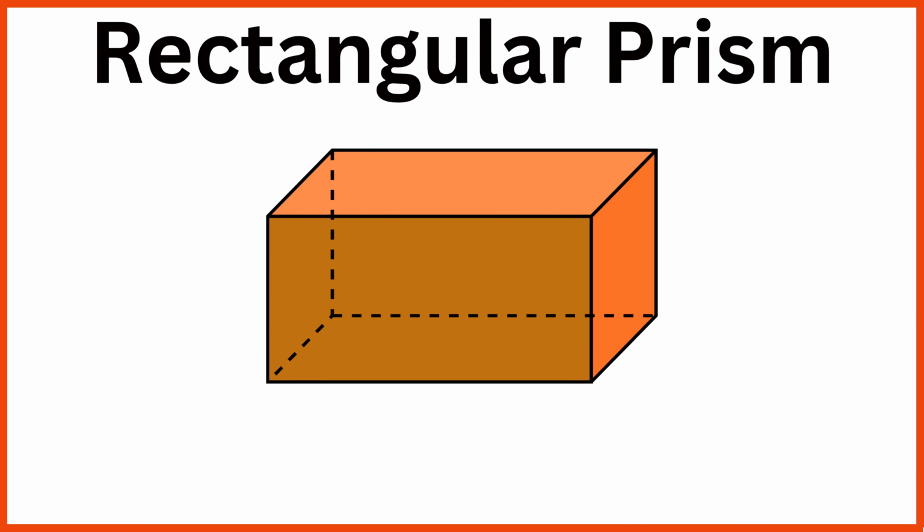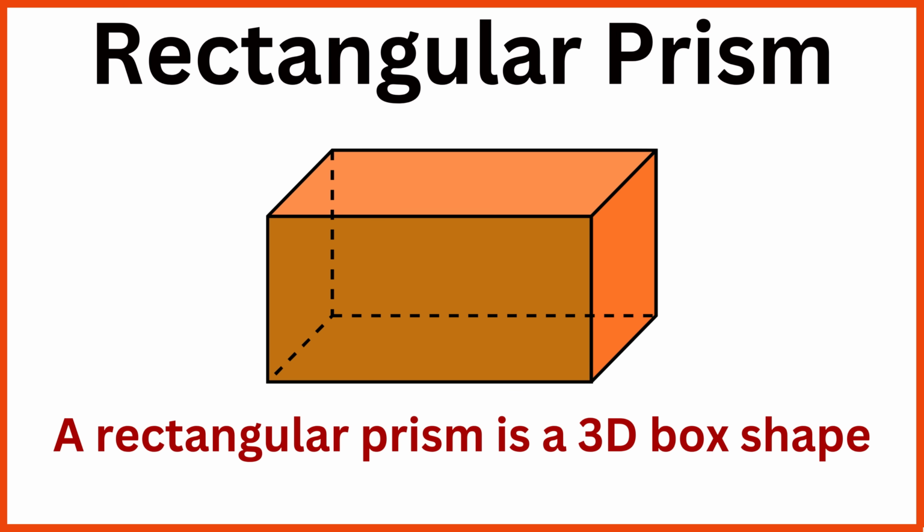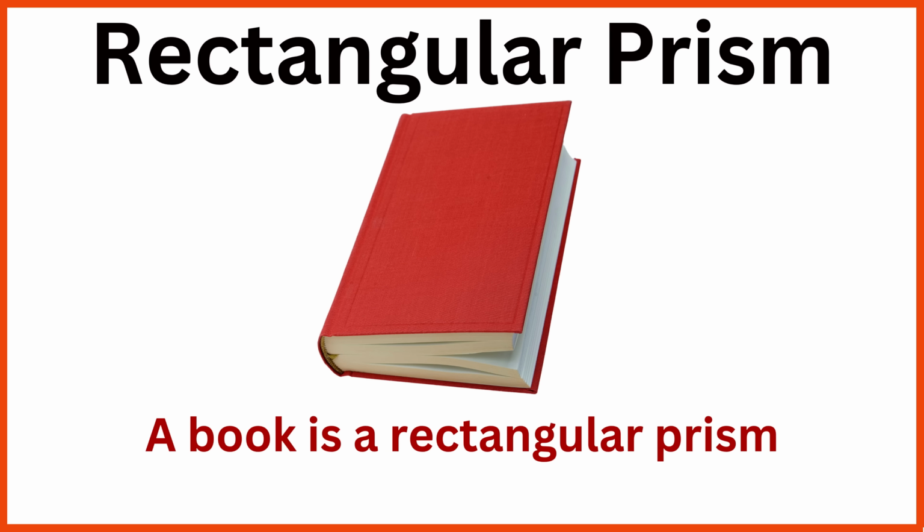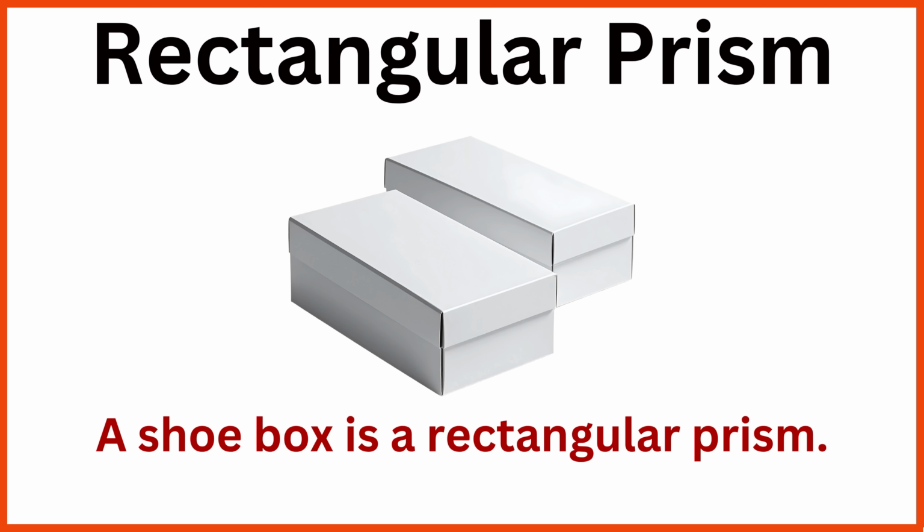Rectangular prism. A rectangular prism is a 3D box shape. A book is a rectangular prism. A shoe box is a rectangular prism.